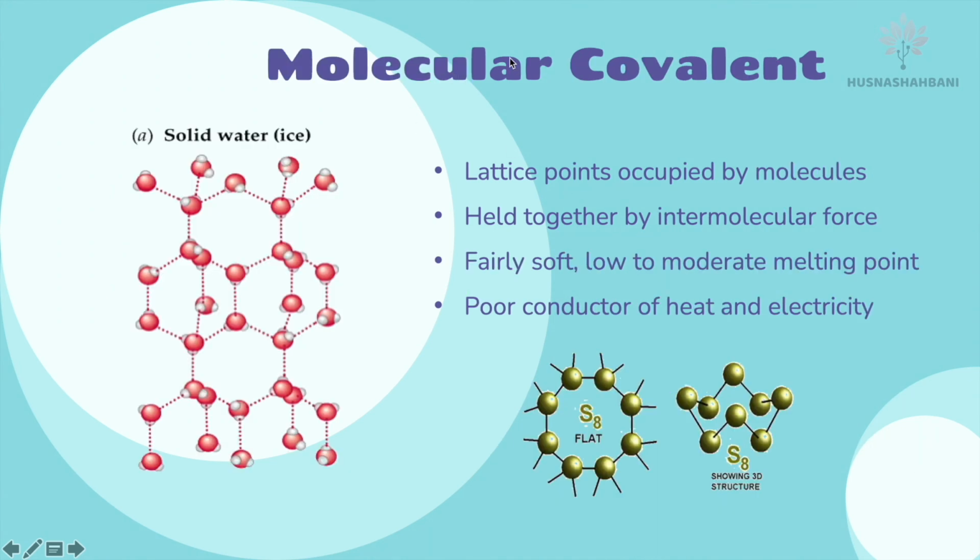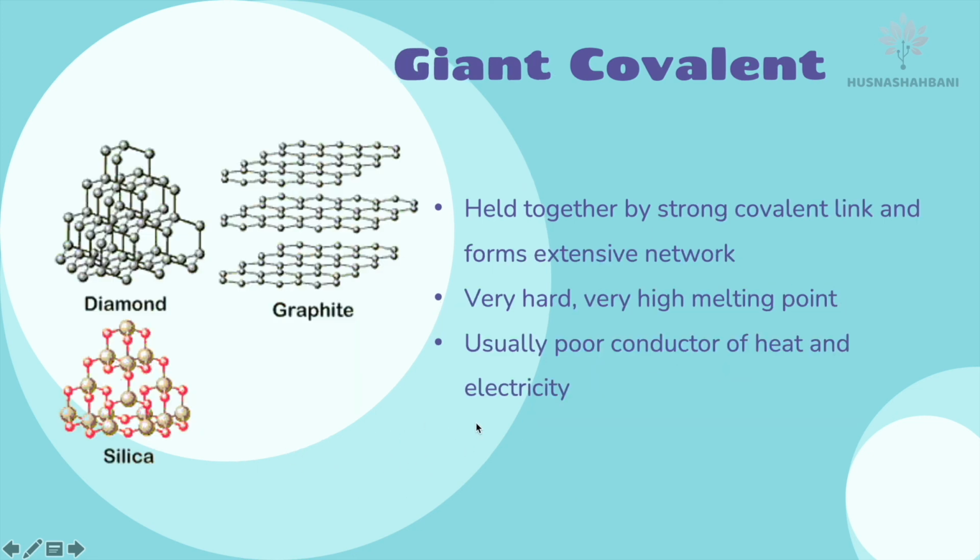Next, molecular covalent. Examples are ice and octasulfur. Molecular covalent: lattice points are occupied by molecules. So these are water molecules, each at a lattice point. All these molecules are held together by intermolecular forces. Fairly soft, low to moderate melting point, poor conductor of heat and electricity because there are no free mobile ions.